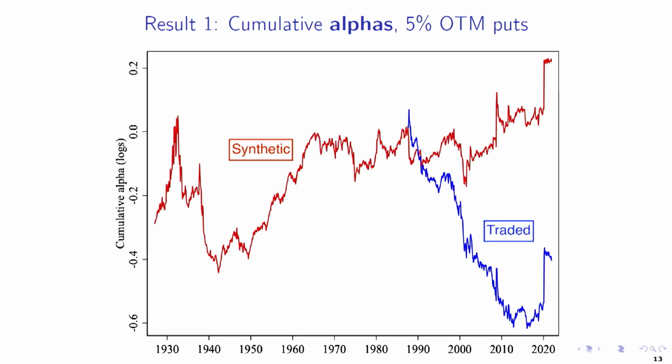The red line is the cumulative CAPM alpha. So every month I'm going to get an alpha from doing this, right? I have this 5% out of the money put. I'm just going to take a static position in the market to strip out the beta part, and I'm going to look at the cumulative excess return from doing that.